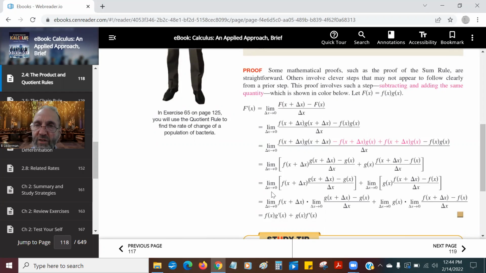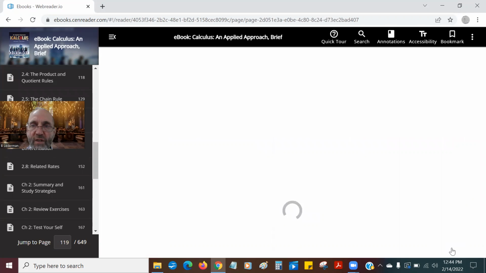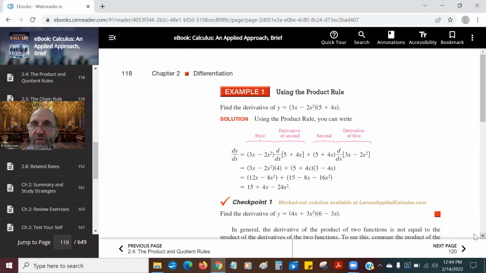Now, when delta x goes to 0, this part just disappears and becomes f of x. But this is the derivative of g. That's my g prime. The g stays g, and this part over here becomes f prime. So it's f times g prime of x plus g of x times f prime of x. Now if you didn't follow that, don't worry about it. That's the derivative of this very important formula. But let's actually do it now.